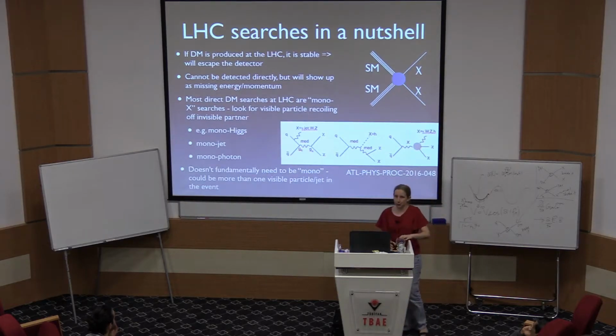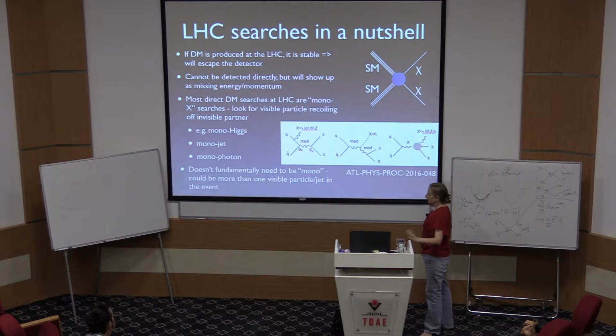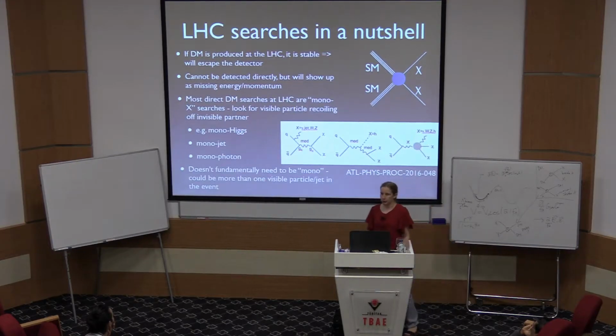Collider searches are another area where there's a huge range of possible searches. If you search dark matter searches Atlas or dark matter searches CMS, you will find a large list of searches. But let me just talk about what the basic idea is. So dark matter we know is stable on the timescale of the universe. So it's definitely stable on the timescale of the LHC.